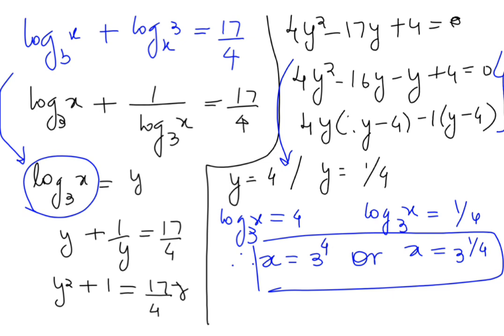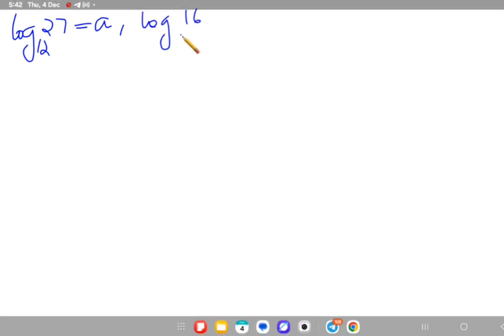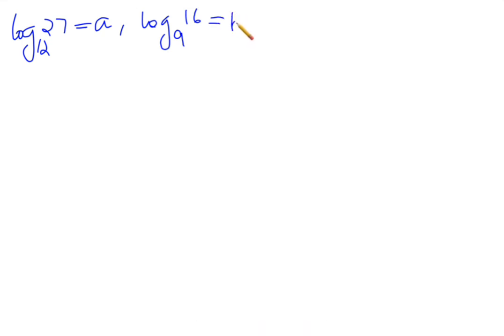Okay, now let's move on to the next question. The next question is also quite interesting. We have log of 27 to the base 12 equals a. The next is log of 16 to the base 9 equals b. And we need to find the value of log of 108 to the base 8.